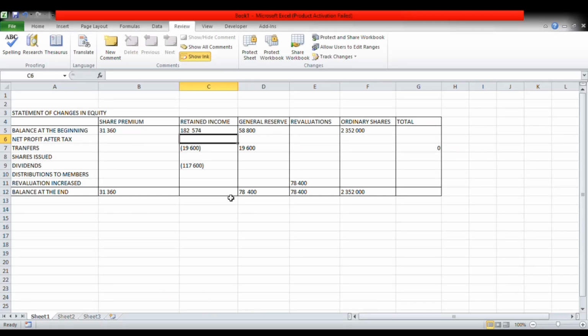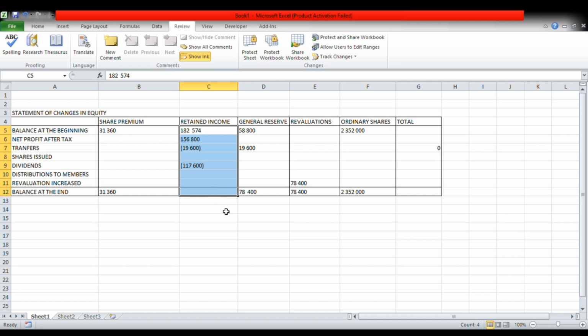We have been given the net profit 156,800. So in order for us to determine the balance at the end, we're going to take this amount of retained income at the beginning, you add the net profit after tax, you less the transfer, you less the dividend to get the balance at the end.